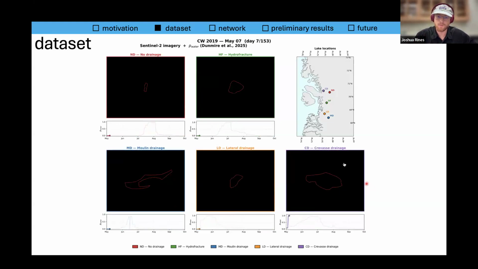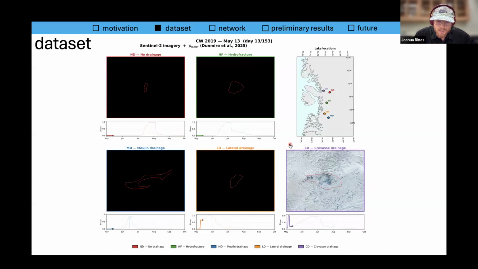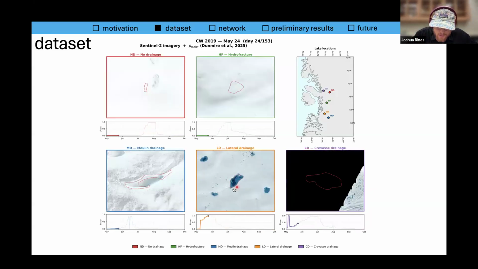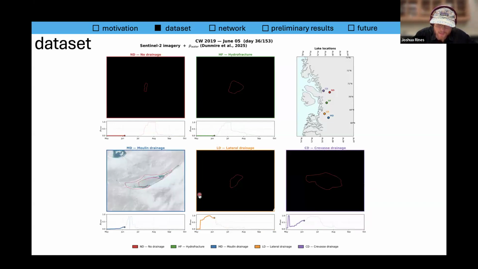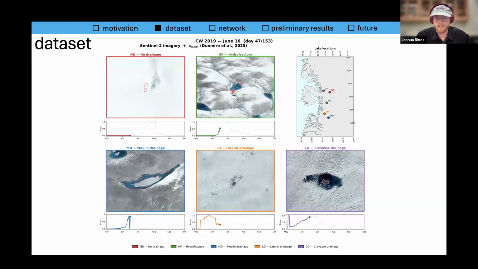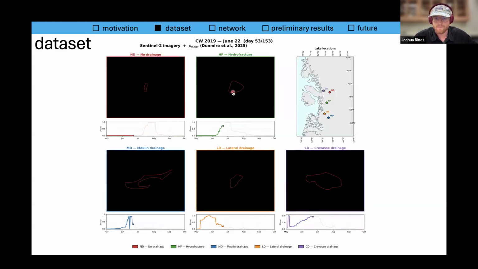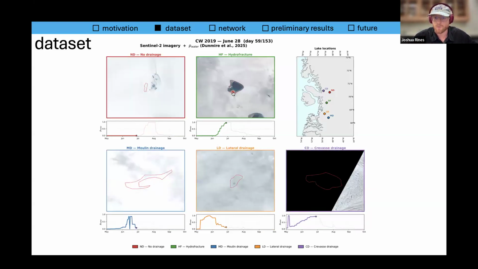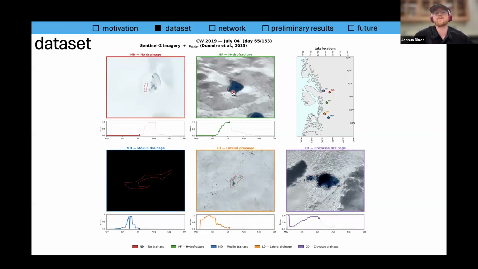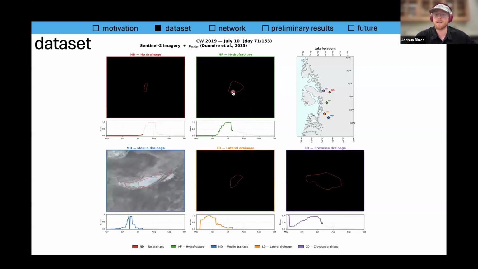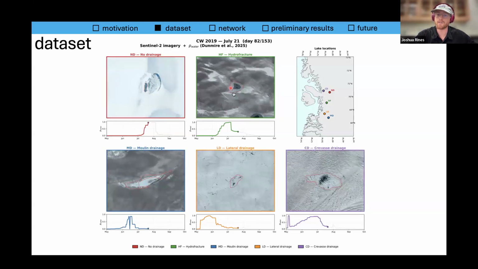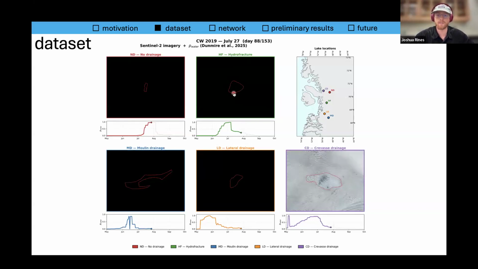Maybe I'll let these loop through again so we can get a little bit of a look. If you focus on the lateral drainage, you can see that in the bottom left corner, there's an outlet stream that drains the lake over time. If you then look at the hydrofracture lake, let it get to the point where it disappears quickly. It's difficult to tell, but if you zoom around a little more in this image, you'd be able to see a hydrofracture feature into which the water goes, which looks something like what we saw in the video in the beginning.